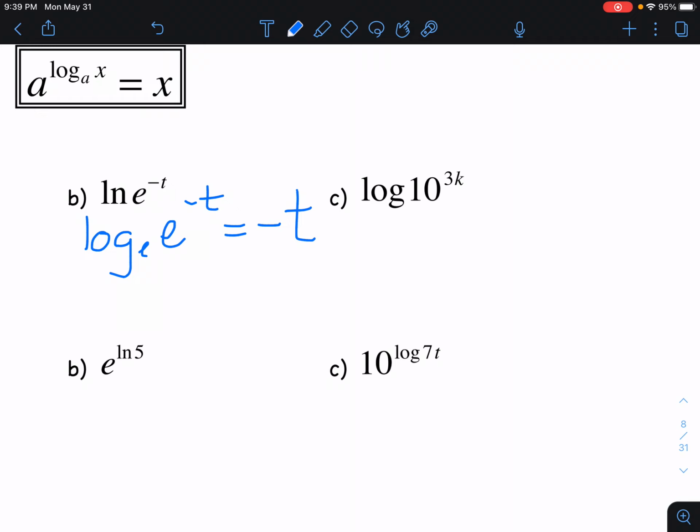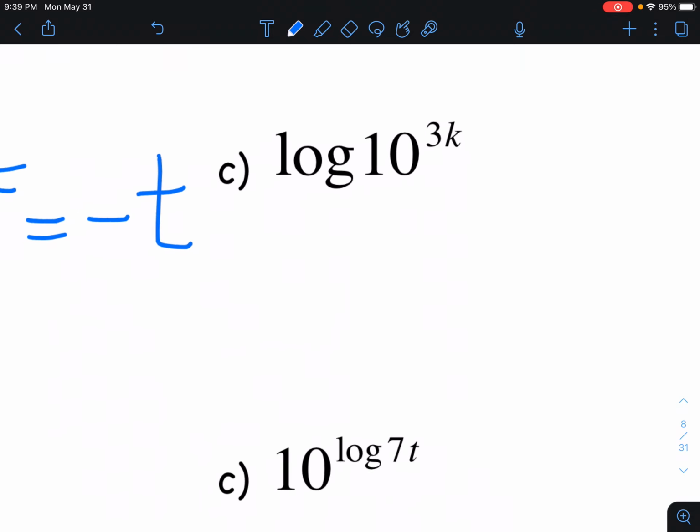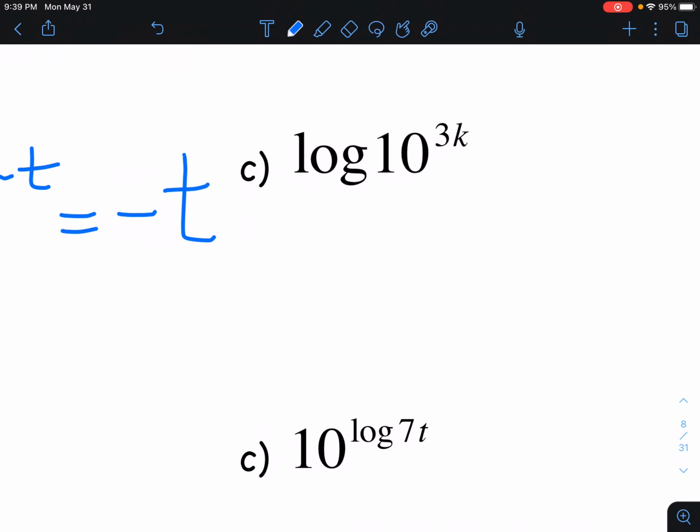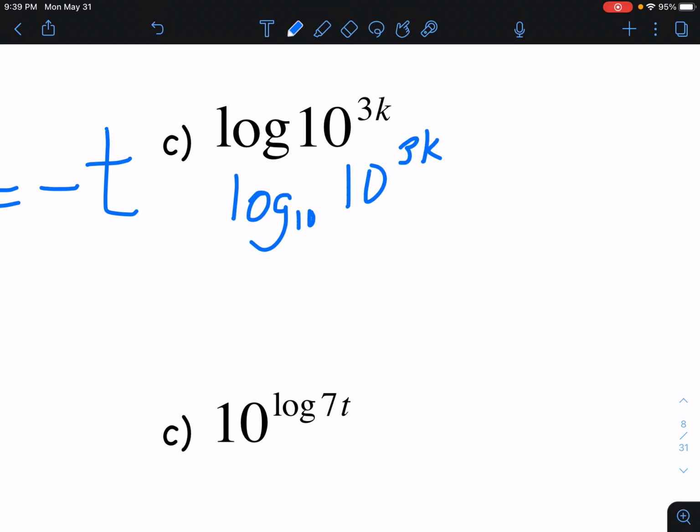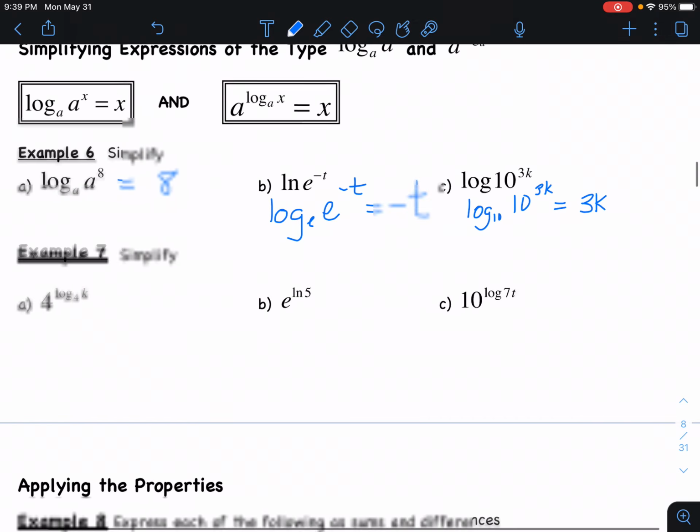All right, letter C. Now, I don't see a base here, so this is called a common log. So even if I fill it in with a little 10. Remember, when the base is not showing, it's a little 10. So the property applies here. So we have log base 10 of 10 to the power of 3k. What would that have to be? That would have to be 3k. So just a shortcut property.